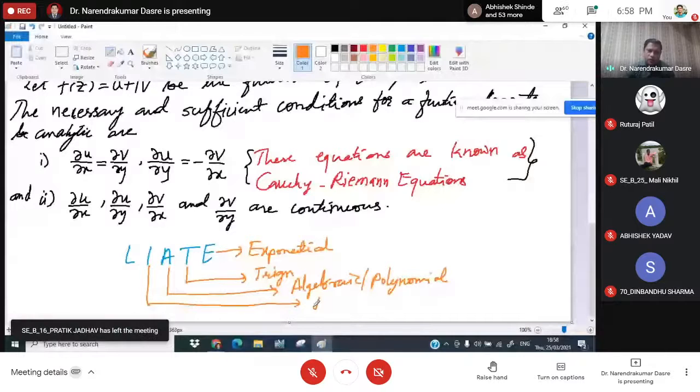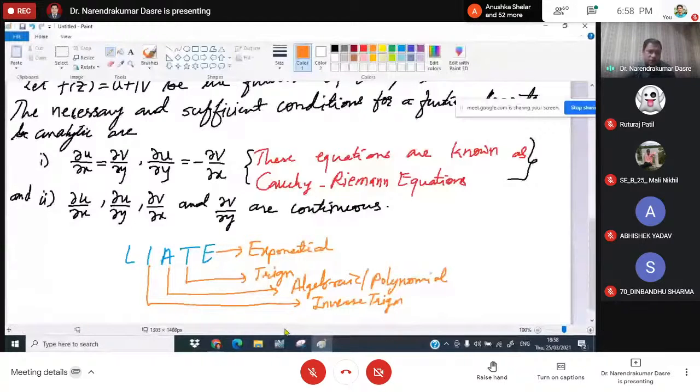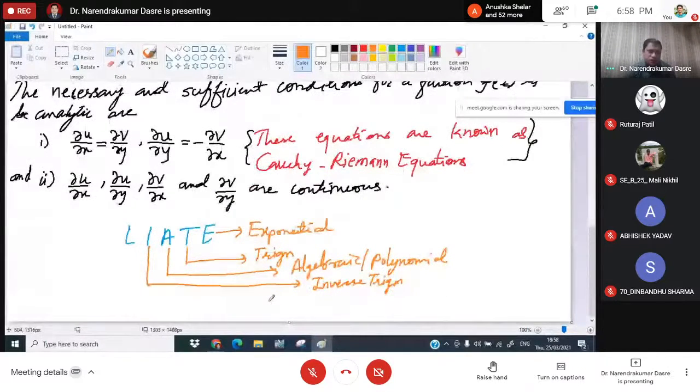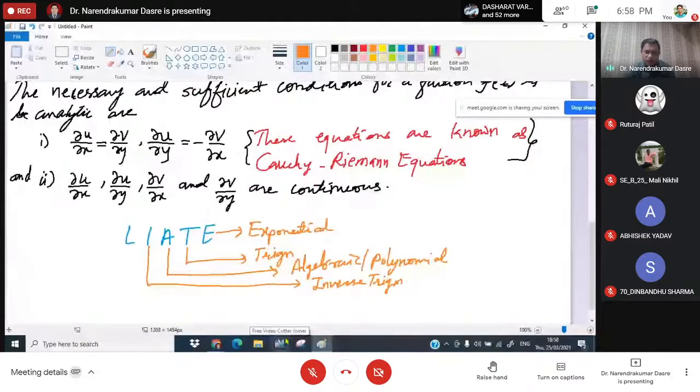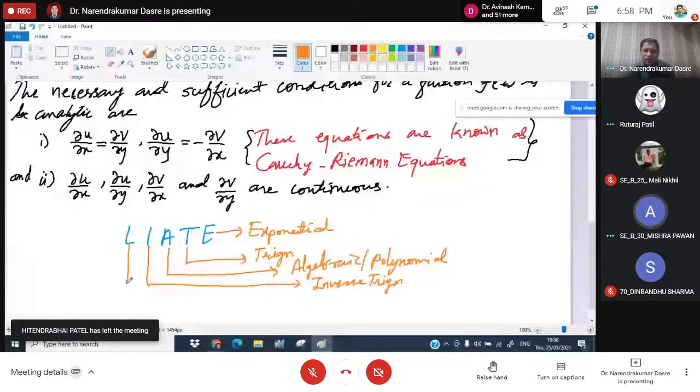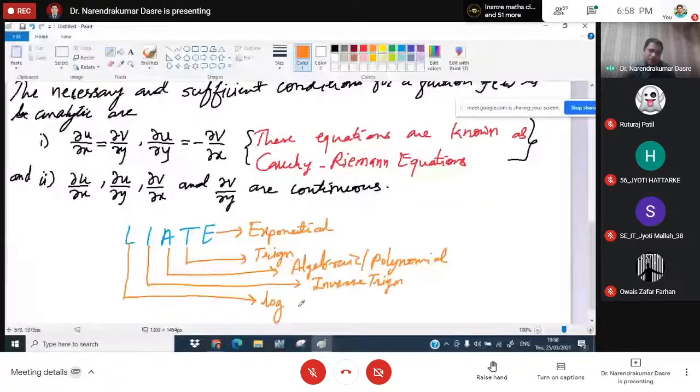Okay, now what we have to consider is this L. So what is L going to be? Laplace? No, this is not Laplace. Logarithmic. Okay, so logarithmic. Yes, the exponential function is continuous, trigonometric function is continuous, algebraic or polynomial is continuous, inverse trigonometric is continuous, logarithmic is continuous. If so many functions are continuous, then where will this condition fail?